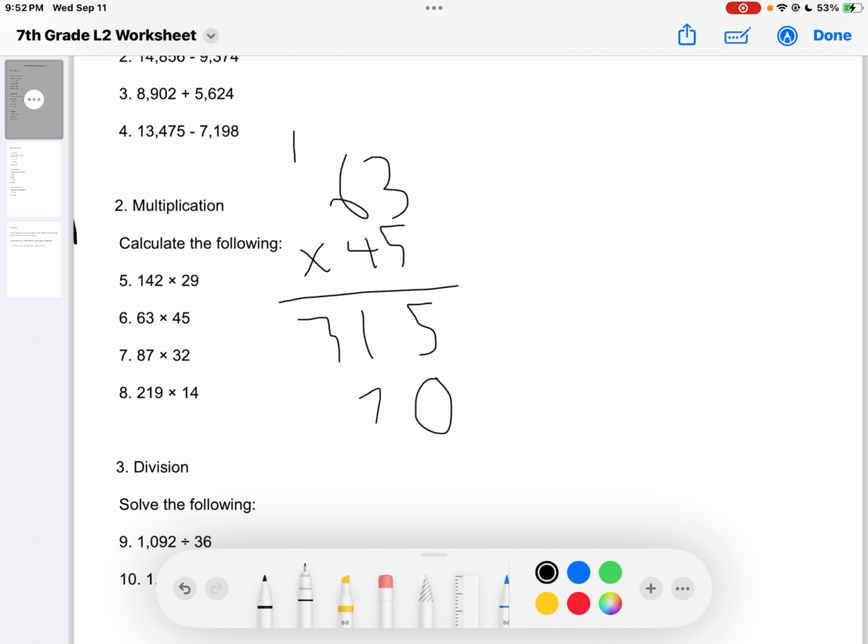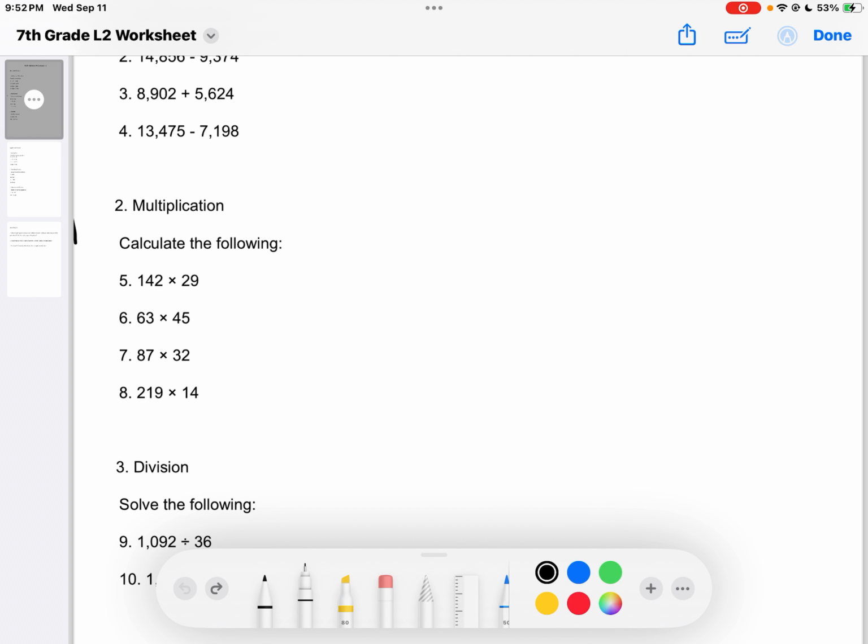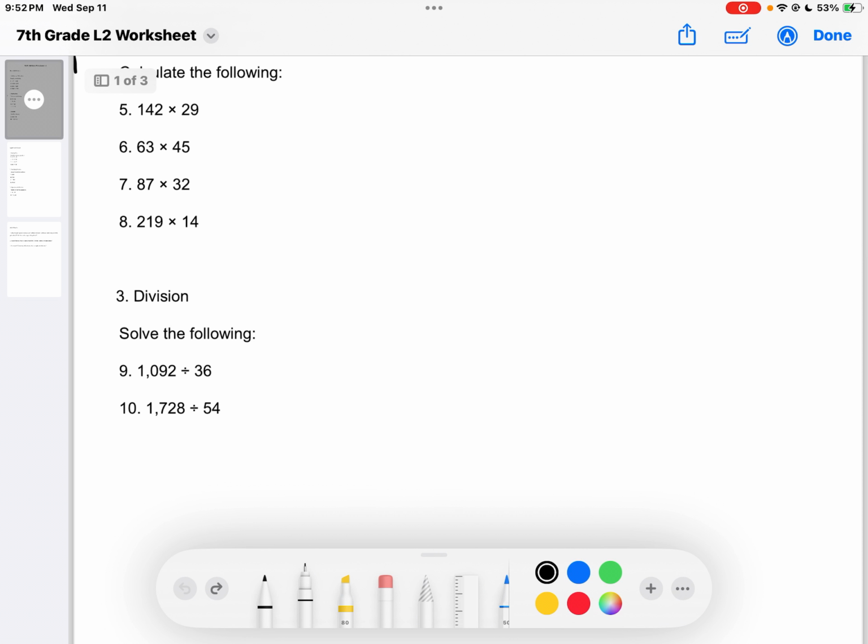4 times 3 is 12. Transfer the 1. 6 times 4 is 24, plus 1 is 25. Add it all up. 5, 3, 8, 2. The final answer should be 2,835. The next two problems you guys should try on your own. And we'll be moving on to division.